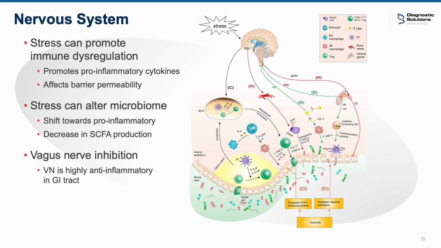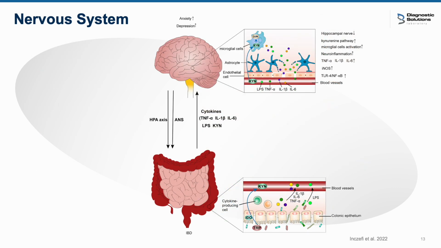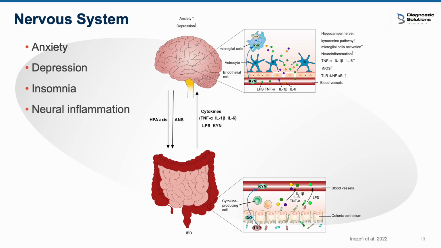The vagus nerve is highly anti-inflammatory in the GI tract. So inhibition of the vagus nerve removes that anti-inflammatory mechanism by which it can be protective. Now, people with inflammatory bowel disease have higher rates of mental health concerns than the general population. What you see is a higher rate of anxiety, higher rate of depression, a higher rate of insomnia by a lot. And part of this is neural inflammation.